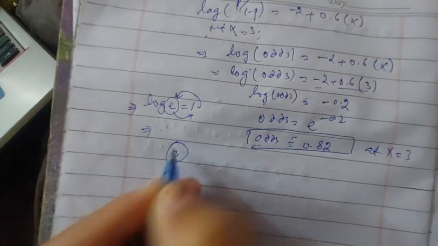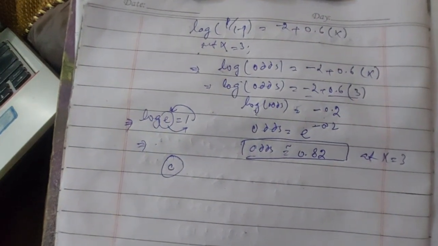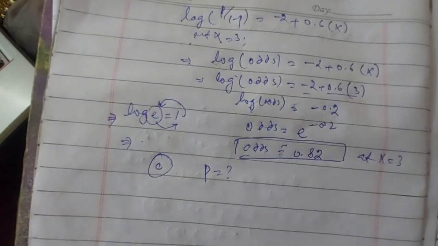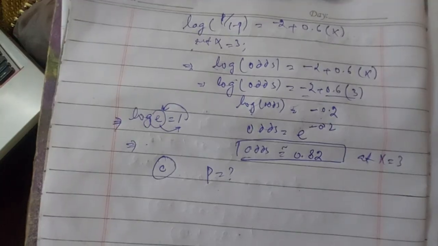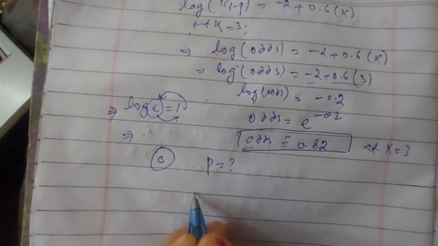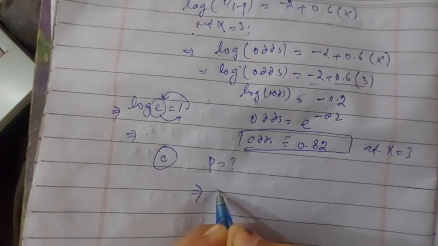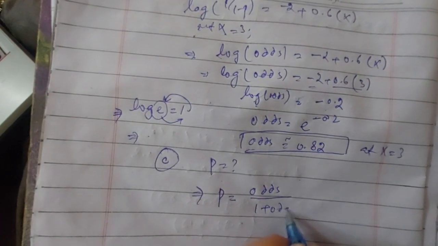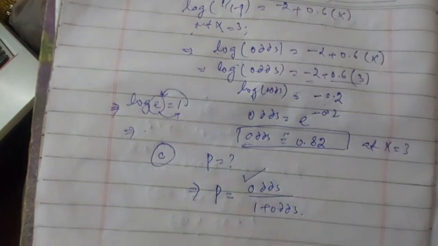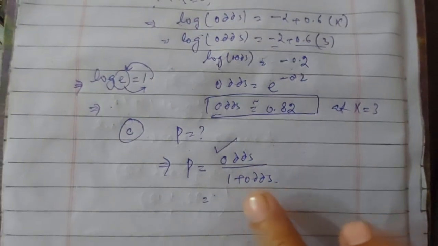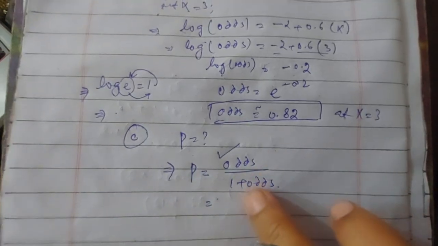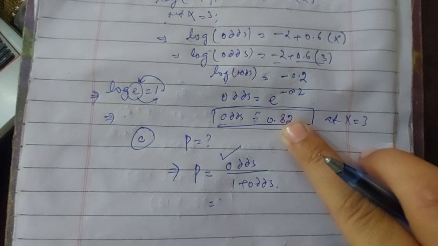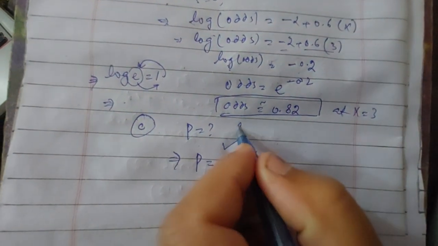The third part we are going to do is to find the probability of success, p, the probability that the patient will recover. We know that the probability to recover is equal to odds divided by 1 plus odds. This is the basic equation that you need to memorize. Probability of success is equal to odds divided by 1 plus odds. So odds value is 0.82, for x is equal to 3.